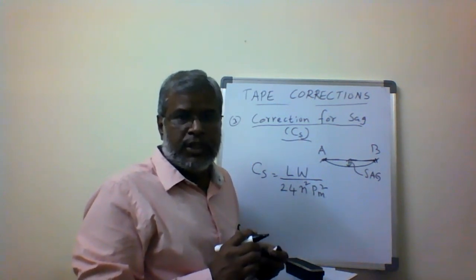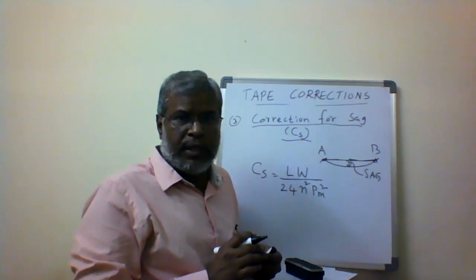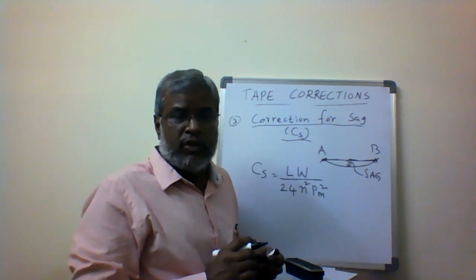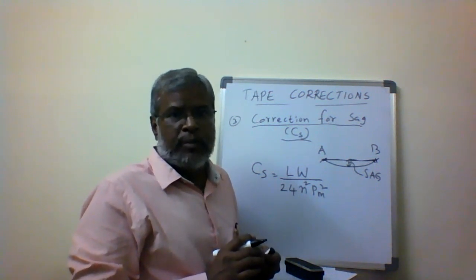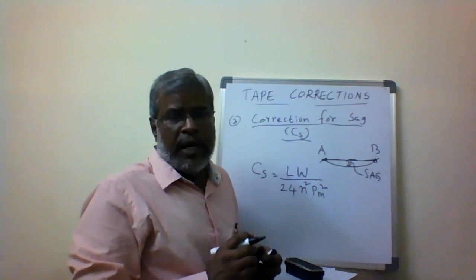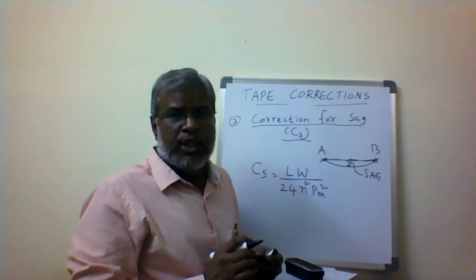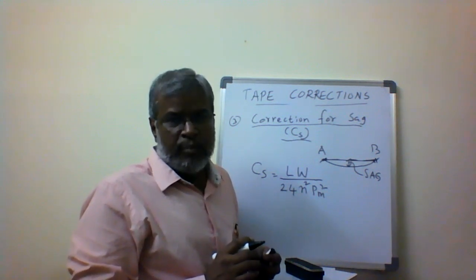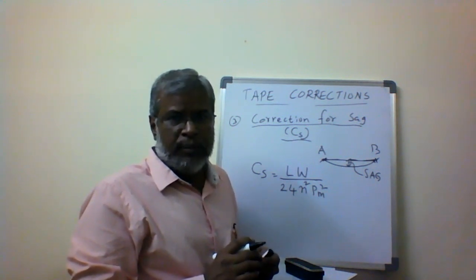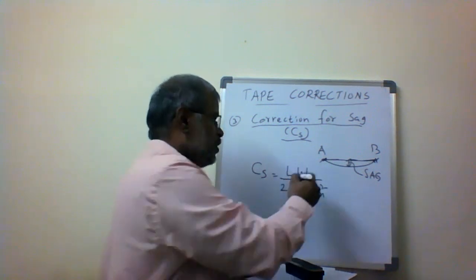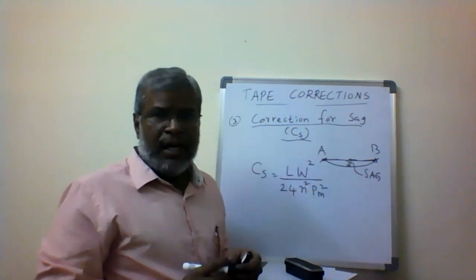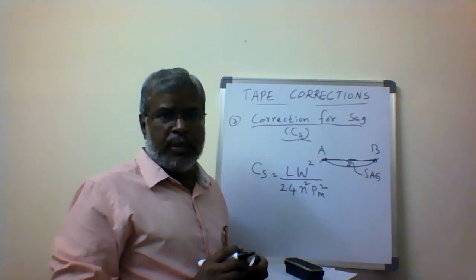If the distance is only one tape length, that is 1 span length, then N equals 1. If it is more than 30 meters, then N equals 2, N equals 3. Then Pm is the measured pull during the sag. Measured pull during the sag is called Pm. So this is the nomenclature we are using. So, L W square by 24 N square Pm square.